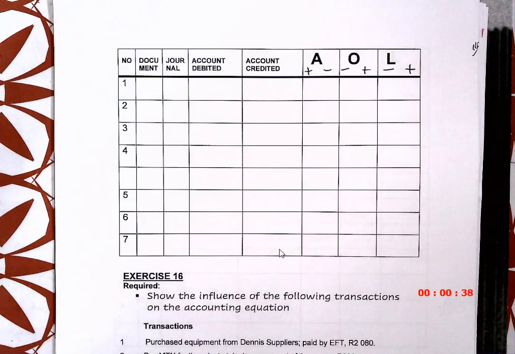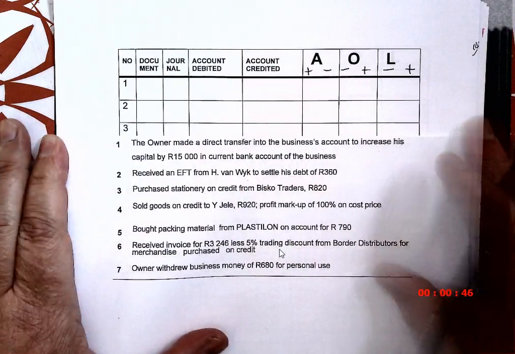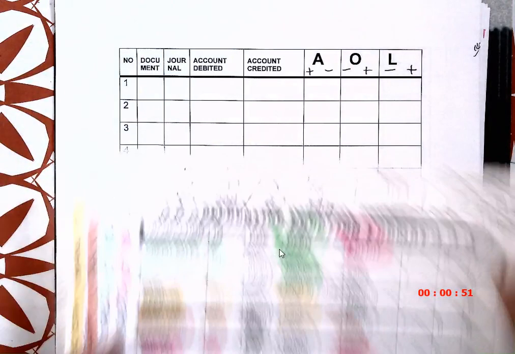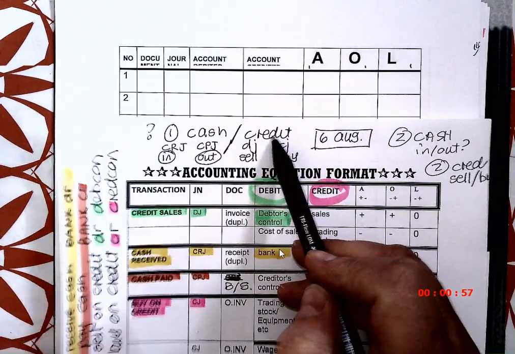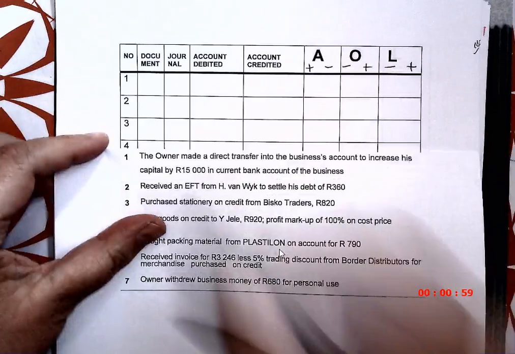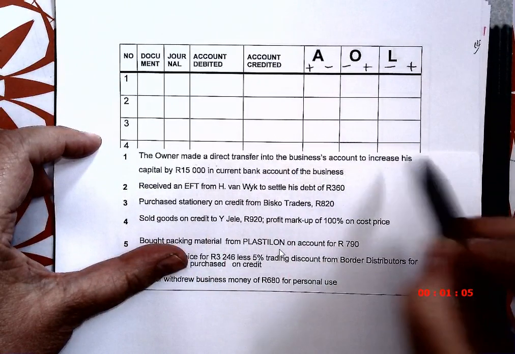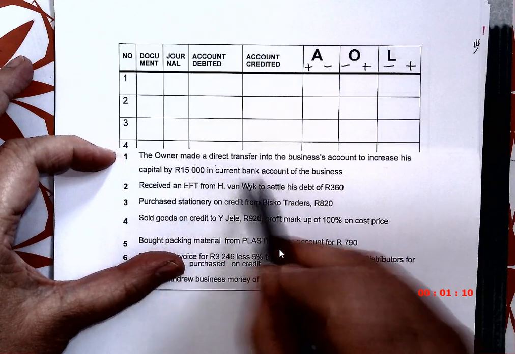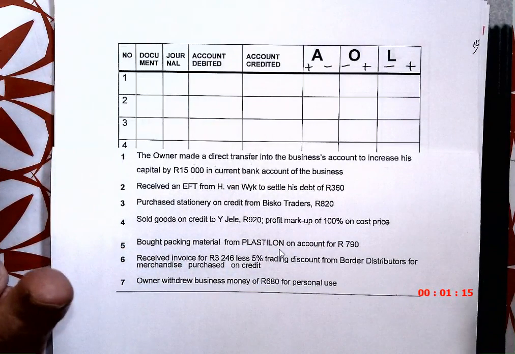Now, I'm reading transaction number 1. The first thing, remember what I said? The first thing I want to know is whether the transaction is cash or credit. The owner made a direct transfer into the business account to increase his capital by 15,000. It's in the current bank account of the business. So is this cash or credit?